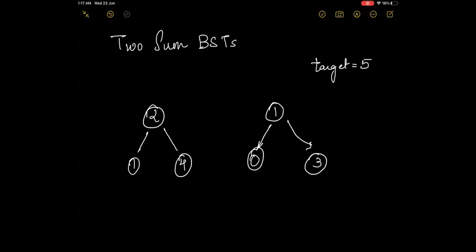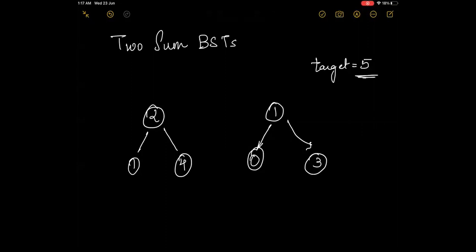Hi guys, so today we'll be solving this problem called Two Sum BST. In this problem, we have been given two BSTs, which is binary search tree, and we need to find if any of the values of the nodes sum up to this target.